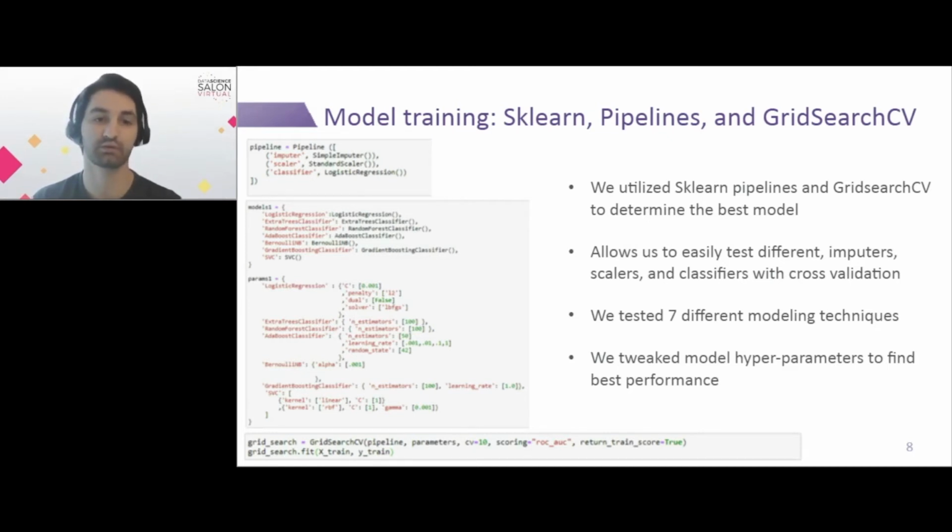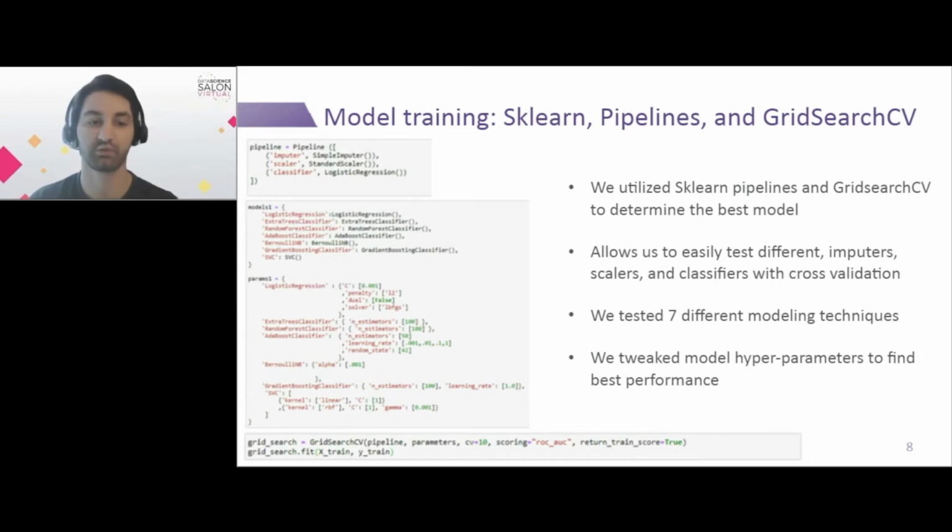In terms of selecting which type of machine learning algorithm we were going to use, we were fairly diverse in what we tried. We tested about 7 different modeling techniques, and you can see them all here in the code. There's logistic regression, extra trees classifier, random forest classifier, an AdaBoost classifier, a Bernoulli naive Bayes classifier, a gradient boosting classifier, and finally a support vector machine. And we used a variety of different parameters, and the way we did all this coding was by using the GridSearchCV function.